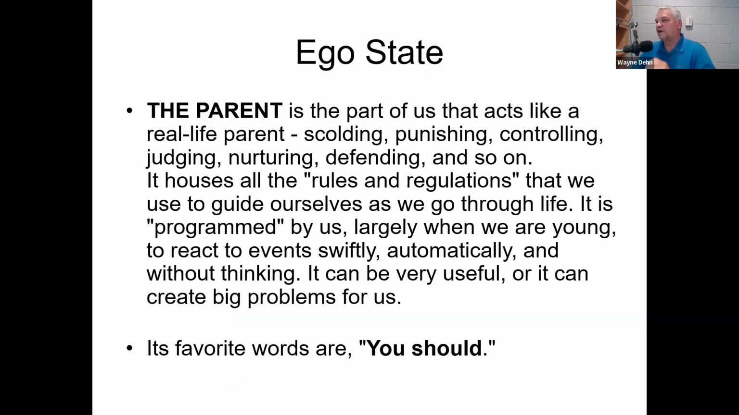The favorite words of the parent ego state are "you should." How many times do you know what you should do? You should clean your room. You should do your homework. You should do this. We tell people you should. And that is from the parent in you, because your parents told you, sometimes in your early childhood, you should. The parent ego state is usually formed between the ages of 0 and 6 years, where we start to figure out, based on how our parents manipulate us sometimes, or how our parents communicate with us, and how we then tend to communicate with other people based on that.